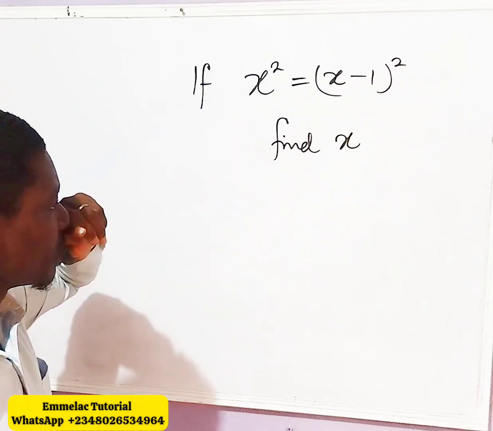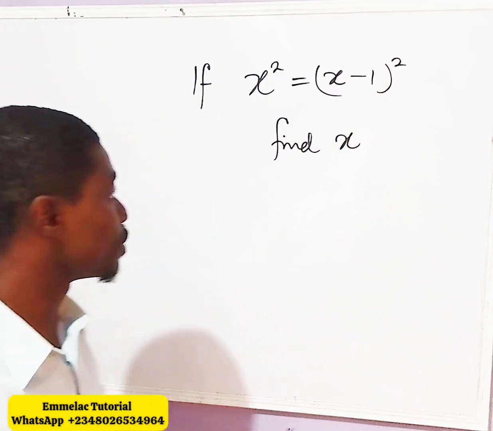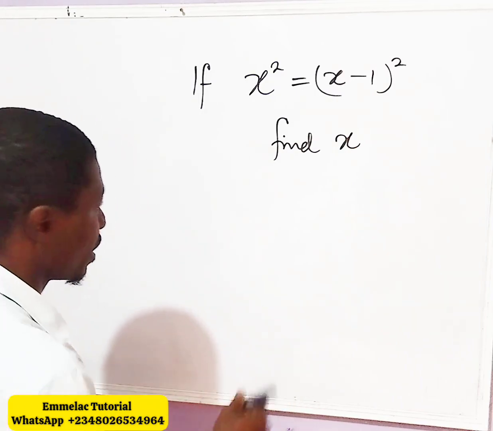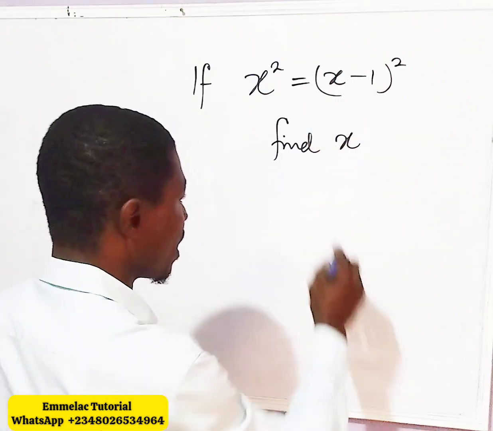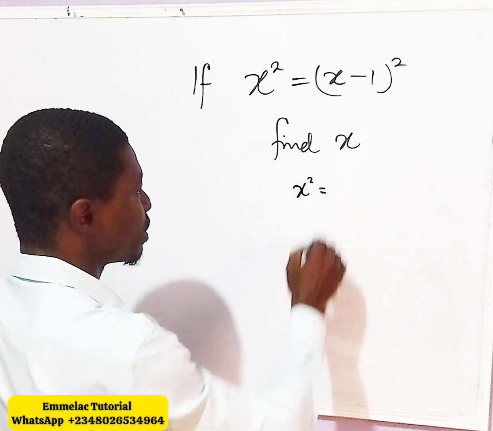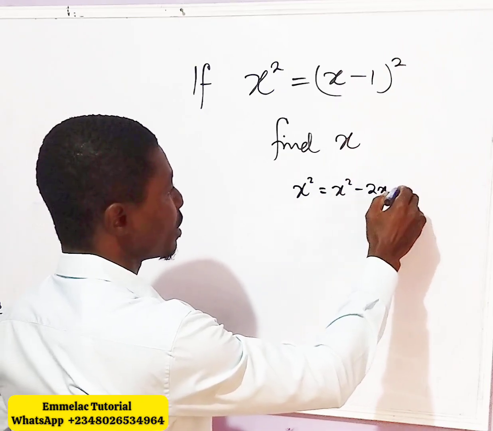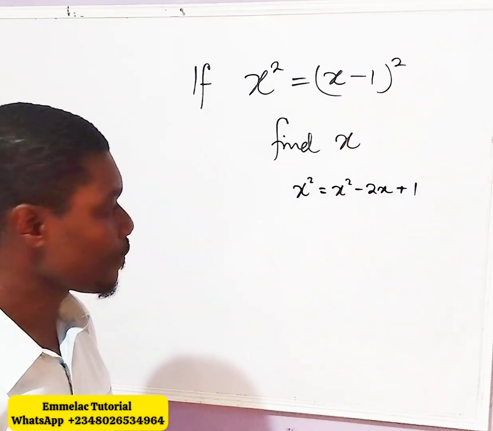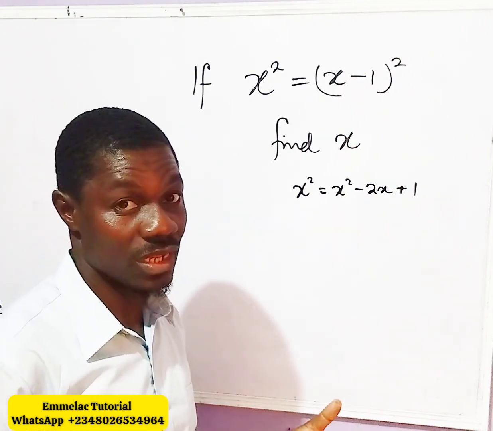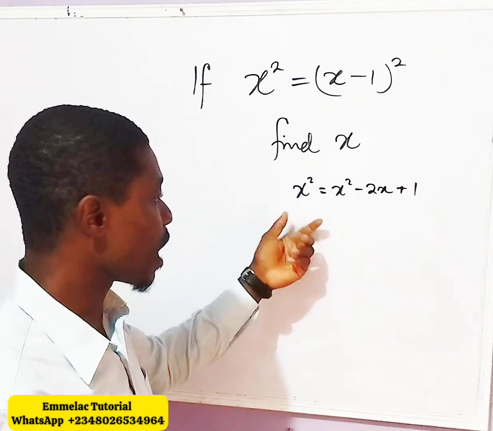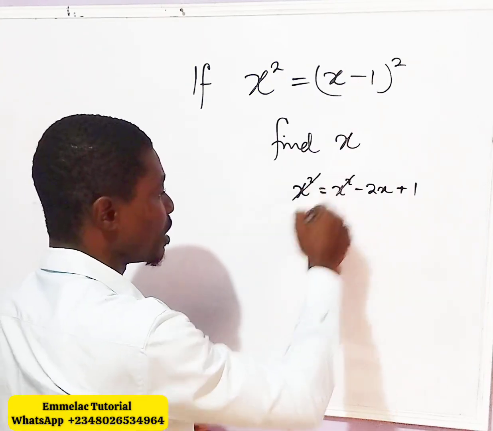Alright, so in this case now, I have two methods or two approaches to deal with this. The first one is just to expand the bracket, and that will give us x squared equals, expanding the bracket, x squared minus 2x plus 1. Since we have x squared here and x squared here, we can just eliminate, or we can add x squared to both sides, and that eliminates this.